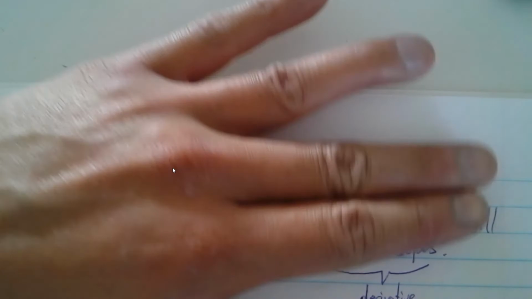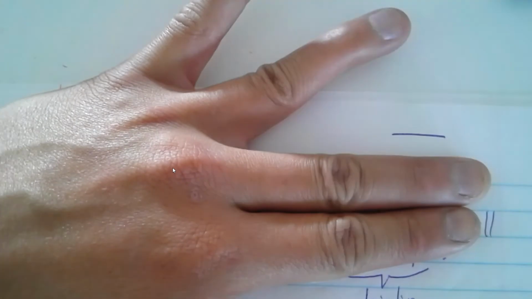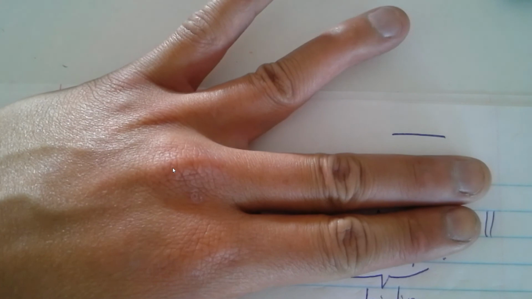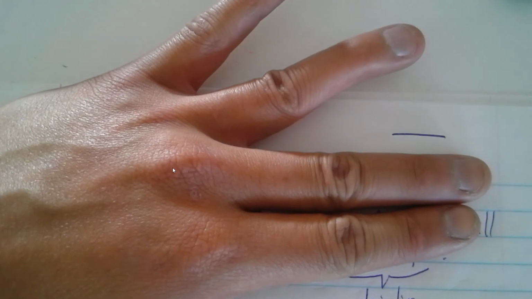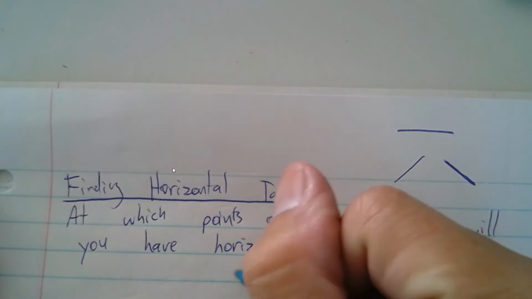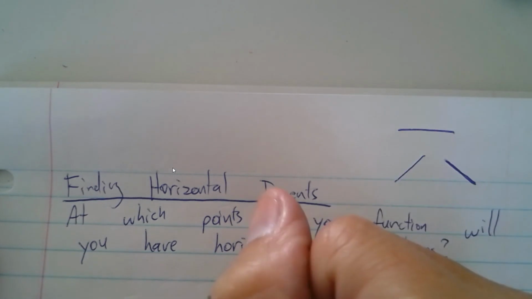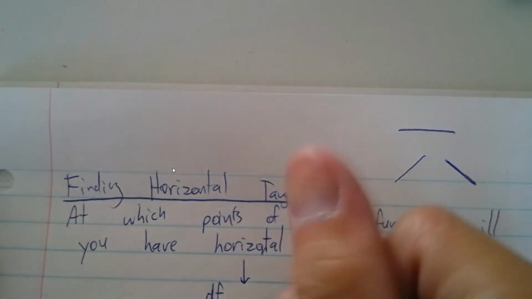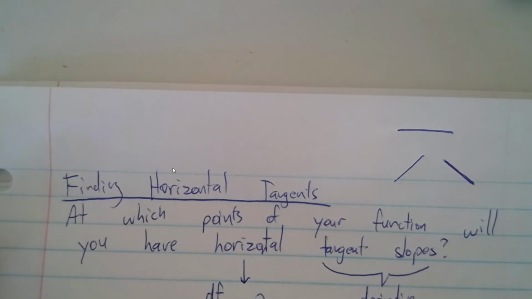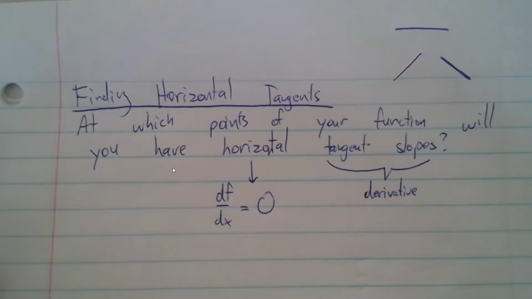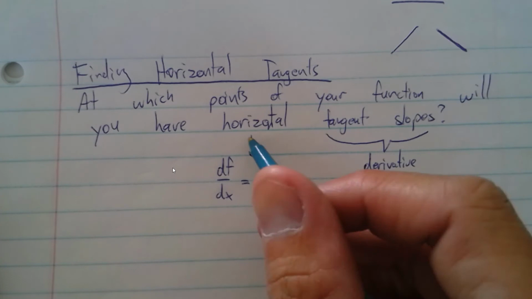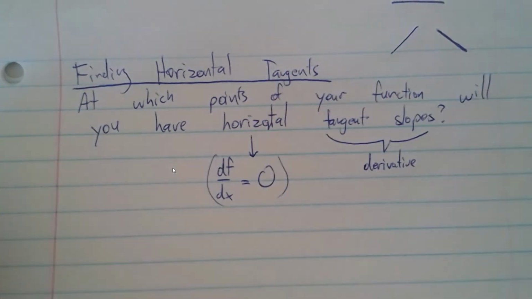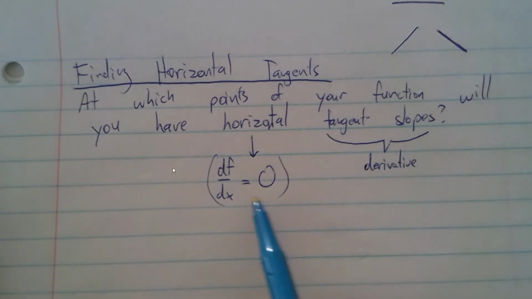So don't do that. But if you have a horizontal slope, what is the value of that slope? 0. So horizontal means the df over dx, your derivative at that point, is going to be equal to 0. Horizontal means the derivative is equal to 0, and you have a tangent slope. That means the derivative. Where is the derivative equal to 0?